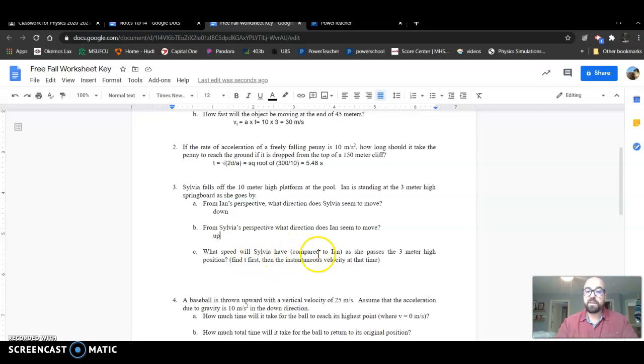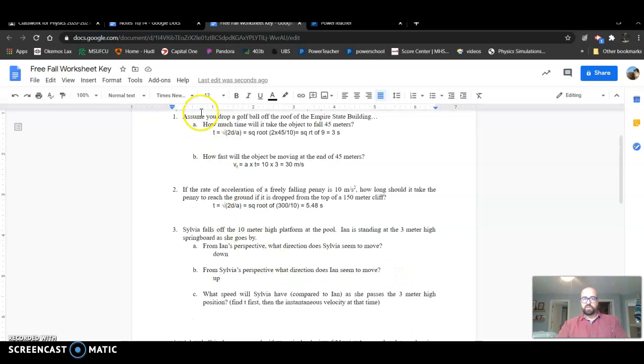And then it says, what speed will she have as she passes the 3-meter high position? So I give you a hint to find the time first and then the instantaneous velocity. And really, this is the exact same thing that you did in 1A and B. You found the time and then you found how fast. And so she passes the 3-meter high. So she went from 10, fell down to 3.